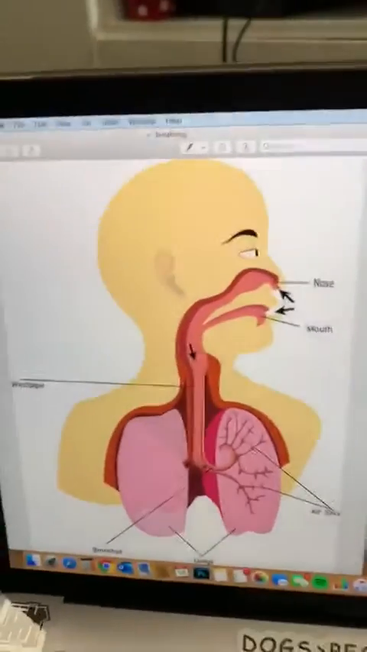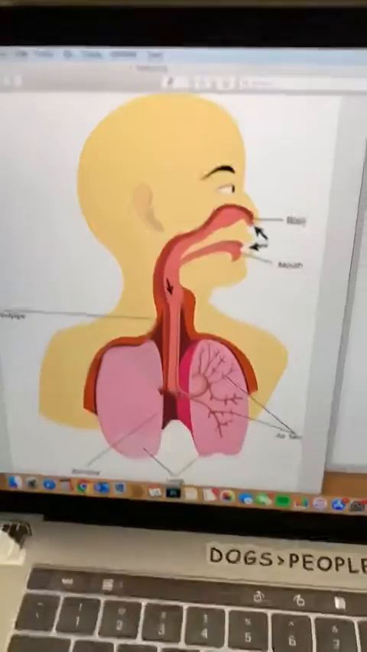So, let's start out with how we breathe. Respiratory system. What is respiration? Respiration is the act of breathing in and out, the full system, the full thing. So, when you inhale, you take in oxygen, and when you exhale, you give off carbon dioxide, CO2. So, let's go through that process.